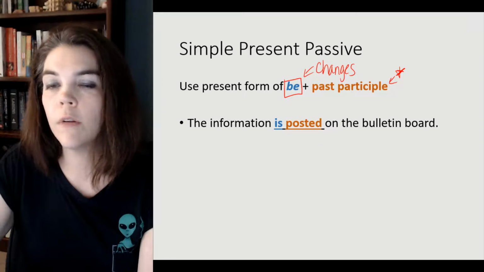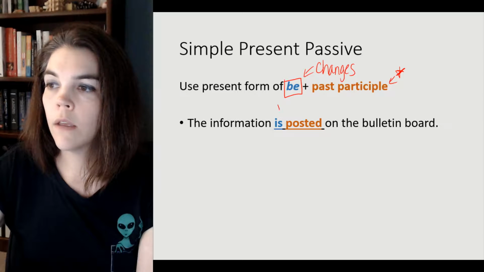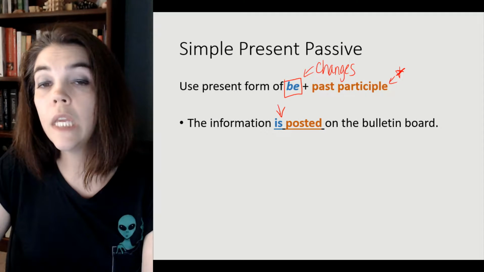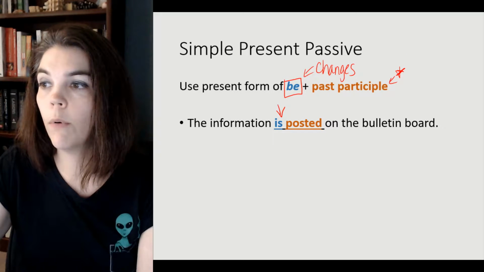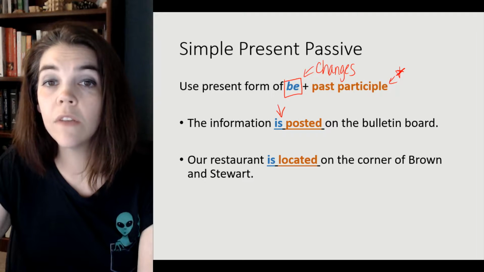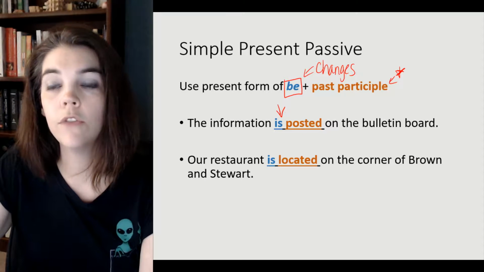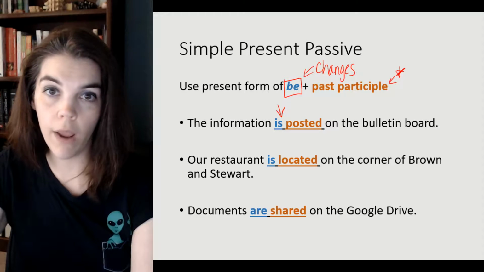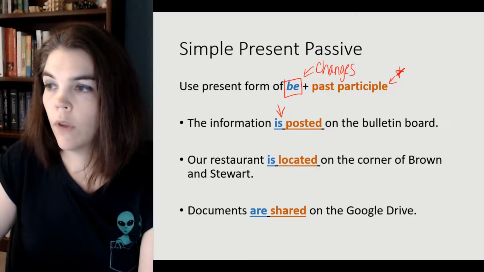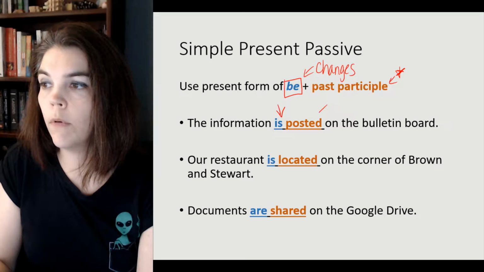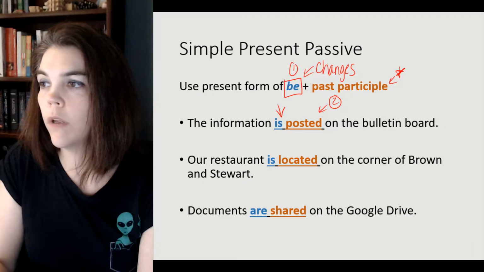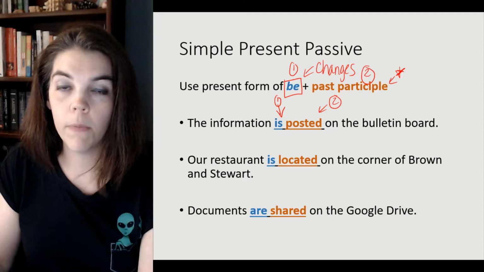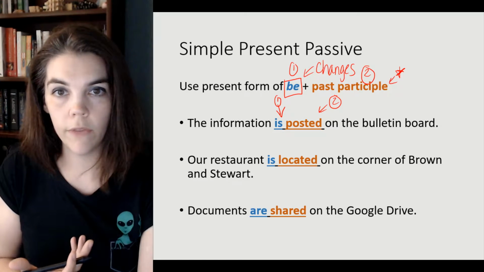That's the important lesson from this whole video, is what does be look like? So in the simple present passive, be looks like simple present, is. The information is posted on the bulletin board. The restaurant is located on the corner of Brown and Stewart. Documents are shared on the Google Drive. Okay, so all of these, we have a past participle. That's our second part. Let me label these 1 and 2, right? And the first part is the be verb. And that be verb changes depending on what the tense is.